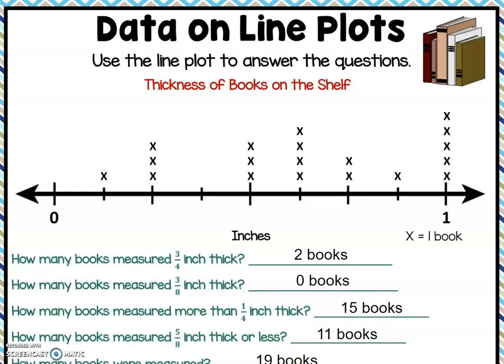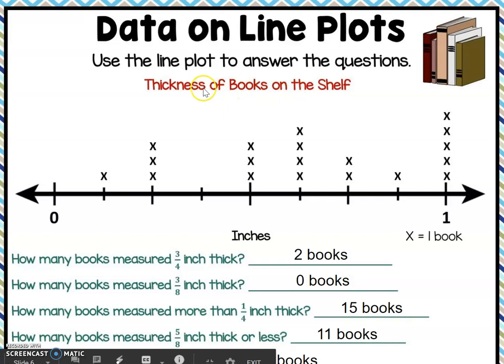Hi, fifth graders. As I was looking at Wednesday's answers, I noticed that a lot of people made a mistake on one of two questions on the practice page. I want to show you a second line plot that has two questions written exactly the same. First, let's get some background of this line plot.